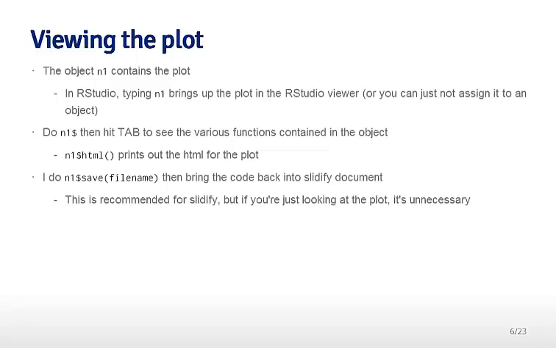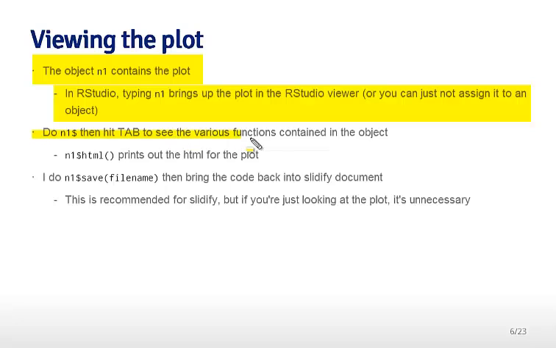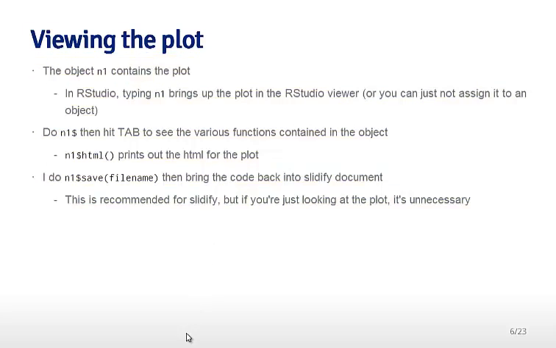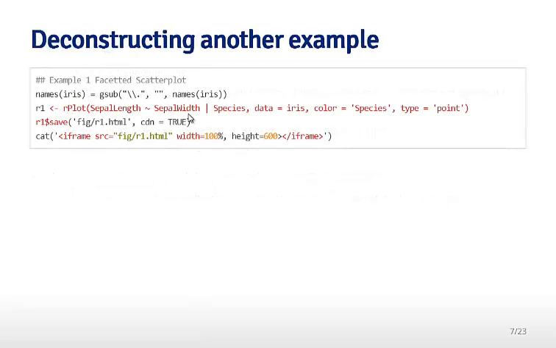Just a couple of thoughts. The object n1 contains the plot. In RStudio, typing n1 brings up the plot in the RStudio viewer, or you can just assign it to an object. If you type n1$ and then tab, you see the various functions contained in the object. For example, n1$html prints out the HTML. n1$save with a file name is what I'm using to bring it back into a Slidify document. The save function just saves an HTML document with the plot embedded in it.